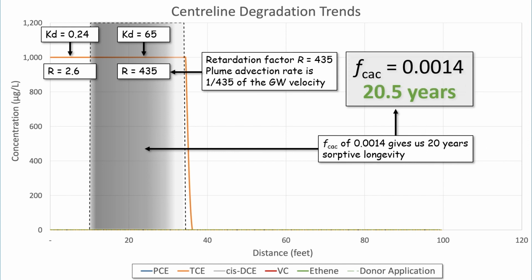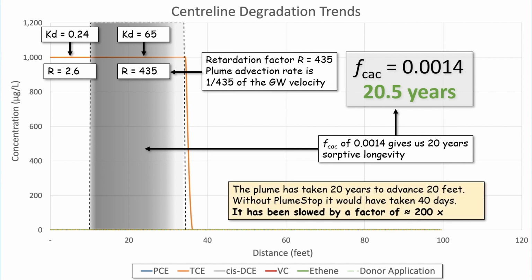The retardation factor is now 435, which means the plume is advecting at about 1/435th of the groundwater velocity. The plume has taken 20 years to advance 20 feet. Without PlumeStop, it would have taken 40 days. It's been slowed by a factor of something like 200.